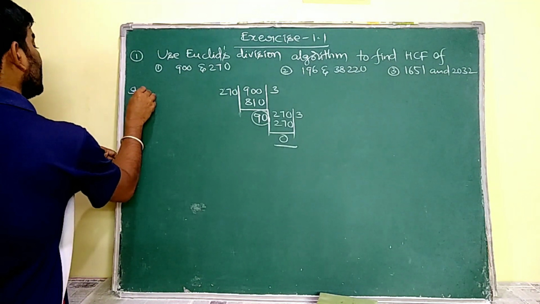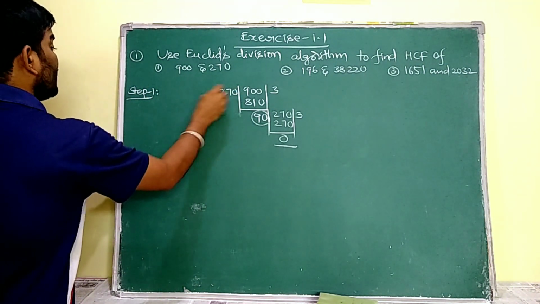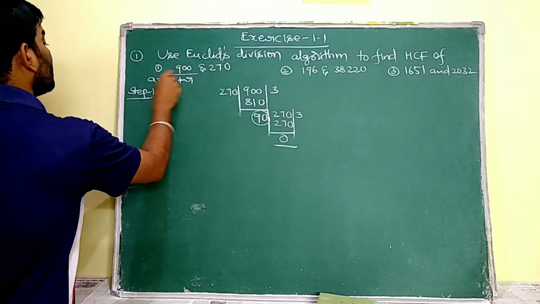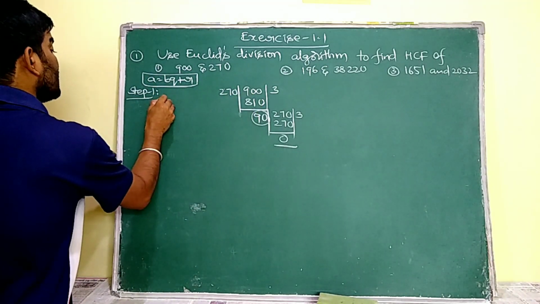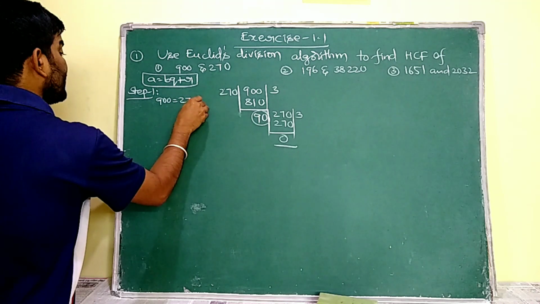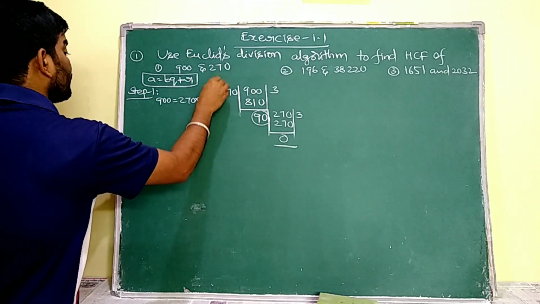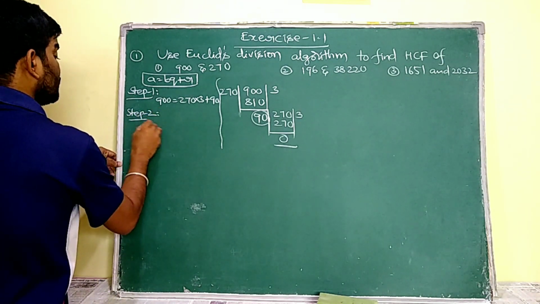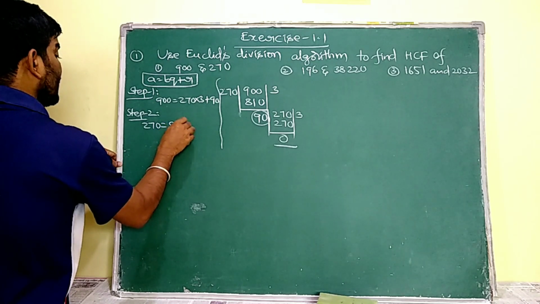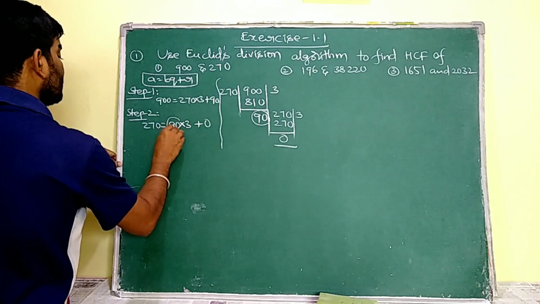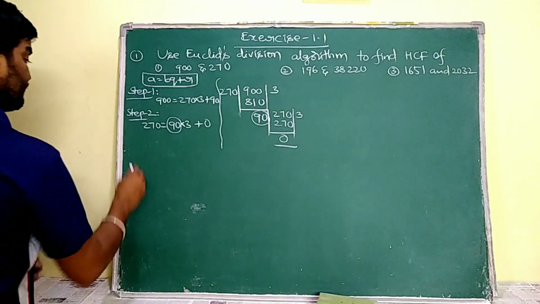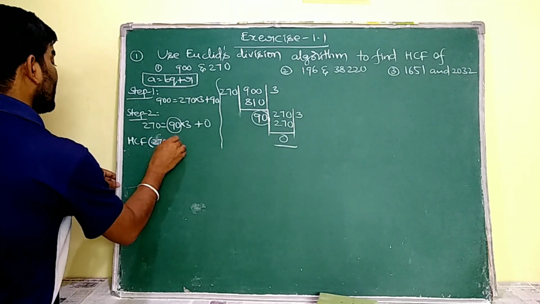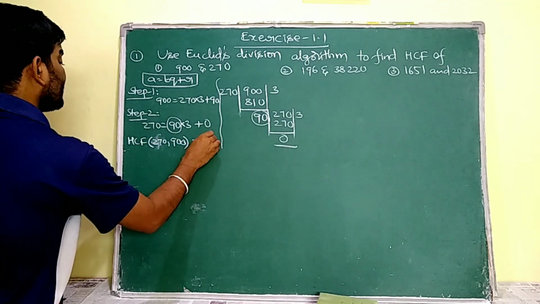Then step 1, for writing Euclid division algorithm, we know the Euclid division lemma, a is equal to bq plus r. In the same way we are going to write 900 is equal to 270 into 3 plus 90. Now step 2. In this step 2, a is 270 and 90 into 3 plus 0. Here we obtain 0 now. Then this divisor is known as HCF. Therefore, HCF of 270 comma 900 is equal to 90.